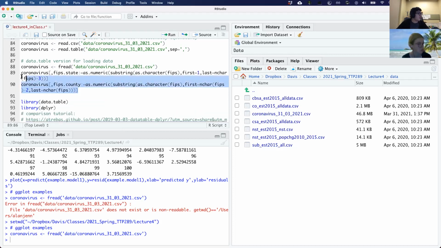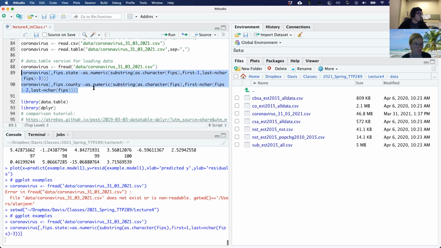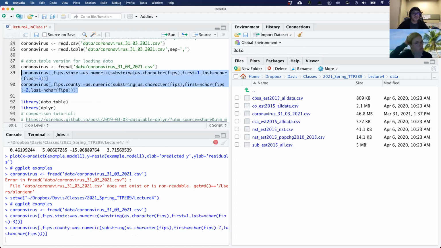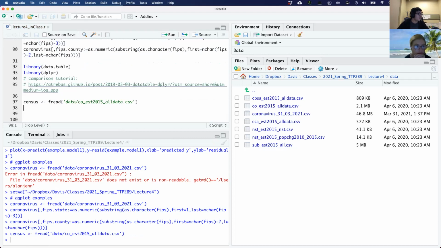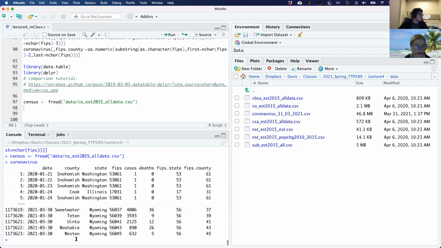Okay, so I'm including a couple other lines of code here. Don't worry about this. This is just doing a little bit of cleaning. And then I'm also going to load in some census data. Okay, so let's just take a look at this data and see what's included.